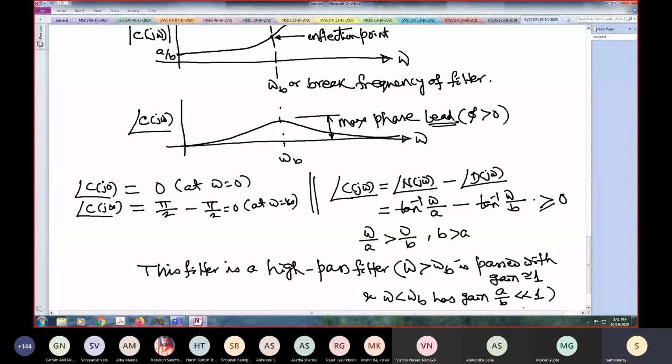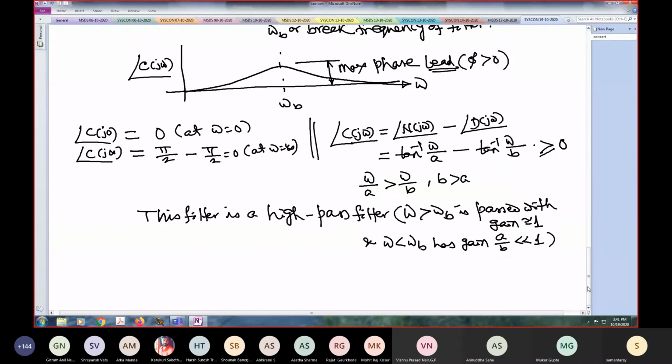Now where is this break frequency? Big problem. That's very easy. We take this angle. Let this angle, we call it phi. So we just take tan phi. Instead of maximizing phi, we can maximize tan phi. So tan phi is tan of tan inverse omega by A minus tan inverse omega by B, which is omega by A minus omega by B over 1 plus omega square by AB. Okay, that's what it comes.